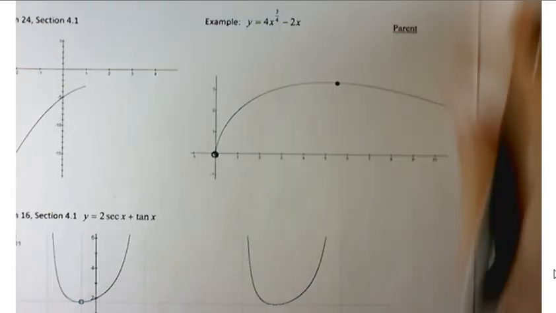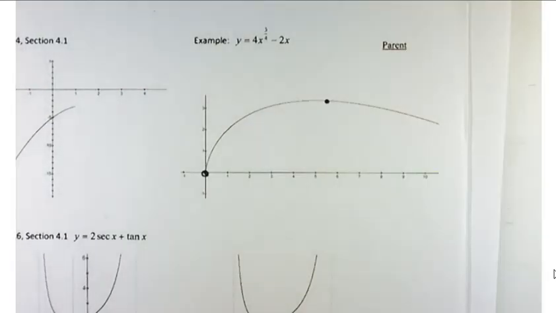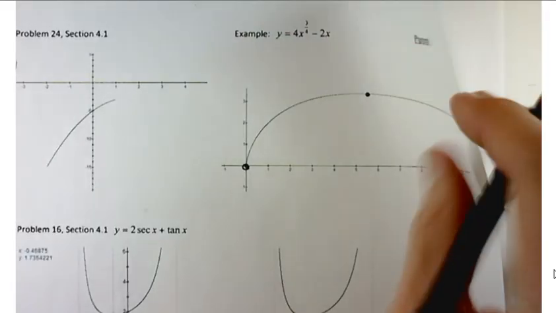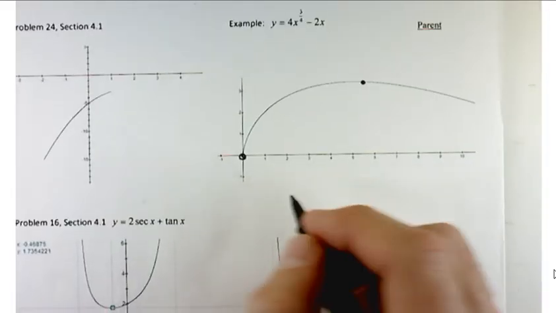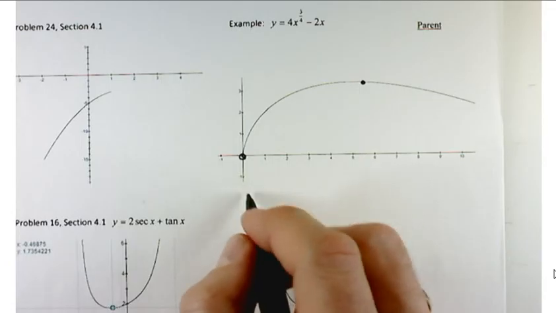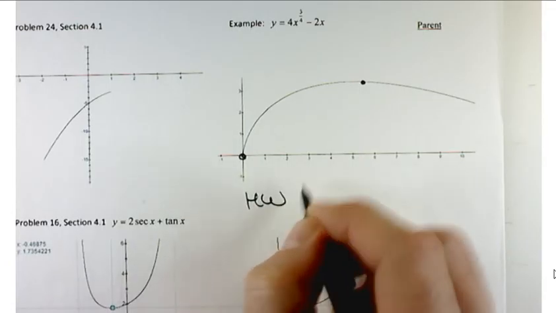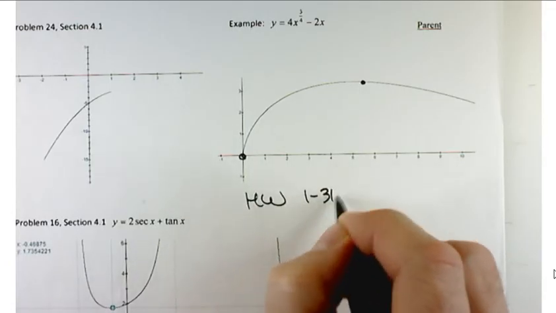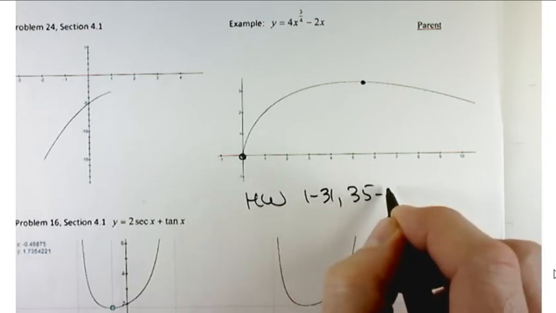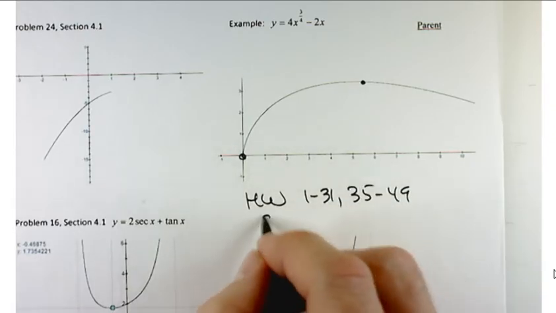Anything else on this last example here? For homework, try 1 through 31, 35 through 49, and that's section 4.1.